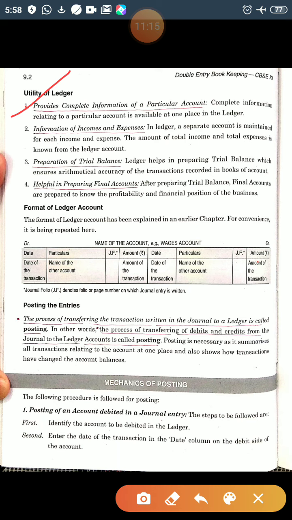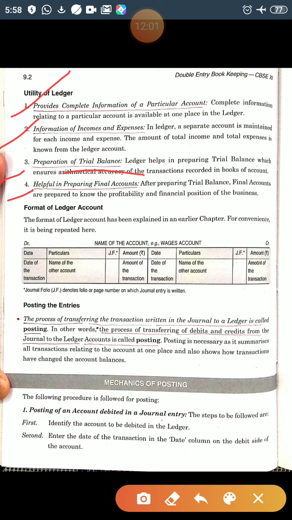Second, information of income and expenses. The ledger tells you about the balances of each expense and income. Third, it helps in preparation of the trial balance, which I have clarified. And the last one, it is helpful in preparing the financial statements or final accounts. So these are the four utilities: provides complete information of a particular account, information of income and expenses, preparation of trial balance, and helpful in preparing final accounts.